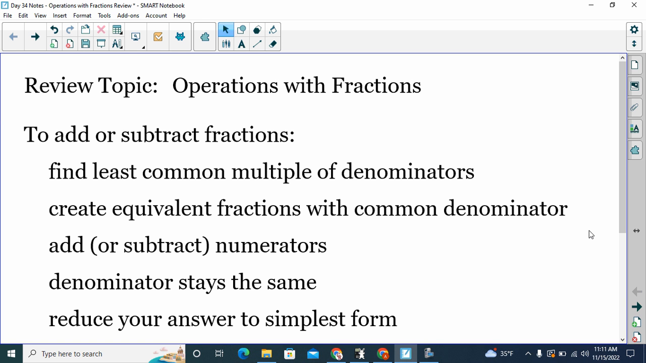So steps to add or subtract fractions. We are going to start by finding the least common multiple of the denominators. We are going to rewrite our fractions as equivalent fractions with the same denominator. We need to add or subtract across the top. The bottom stays the same. And then finally reduce our answer to simplest form.